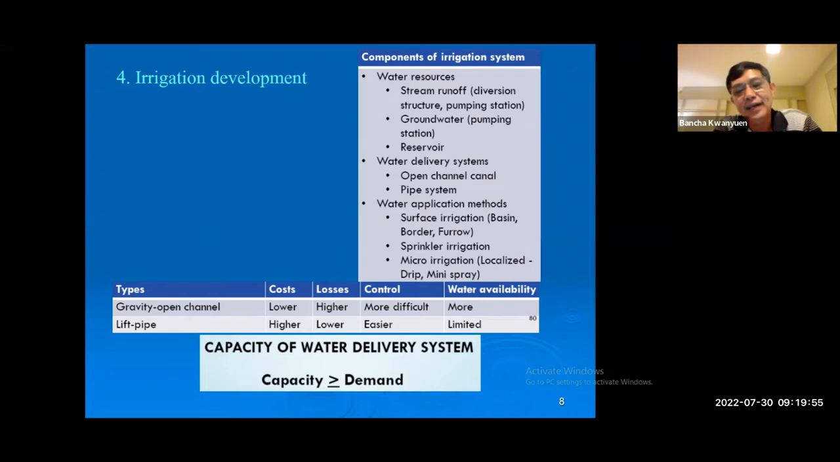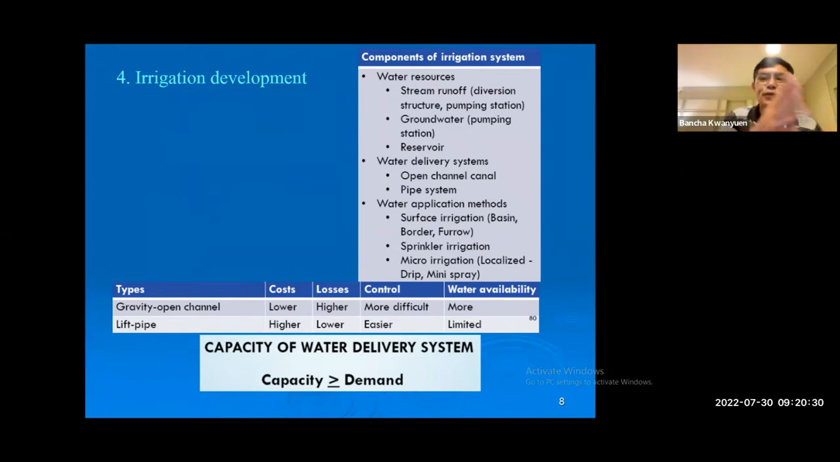And on the supply side, you convey the water from the source up to the field. So you have water resources, which can be a reservoir, groundwater, or a stream, with a weir, diversion structure, pumping station, whatever. After that you have the main delivery system, or the canal: main canal, secondary canal. This can be an open channel or even a pipe system; it depends.